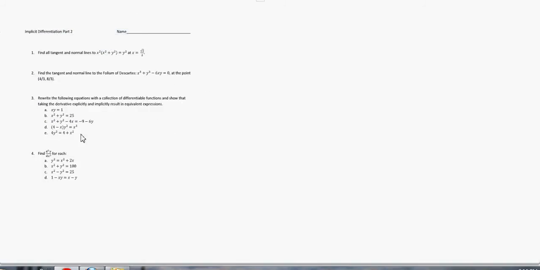We're on D, number 3. And again, we're trying to rewrite this implicit equation as a collection of explicit equations. So basically, we're solving for y. So the first step for this one is we're going to divide by 4 minus x. So y squared is going to be x cubed over 4 minus x.